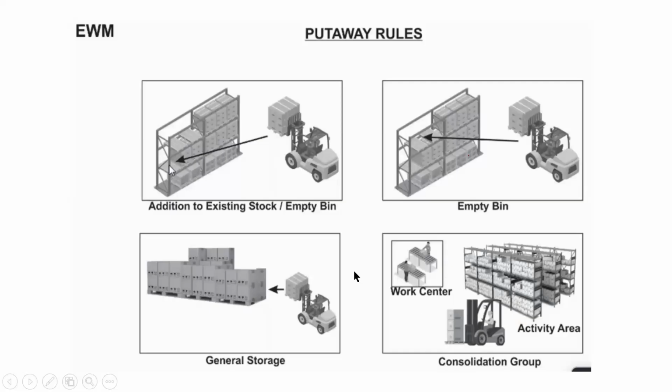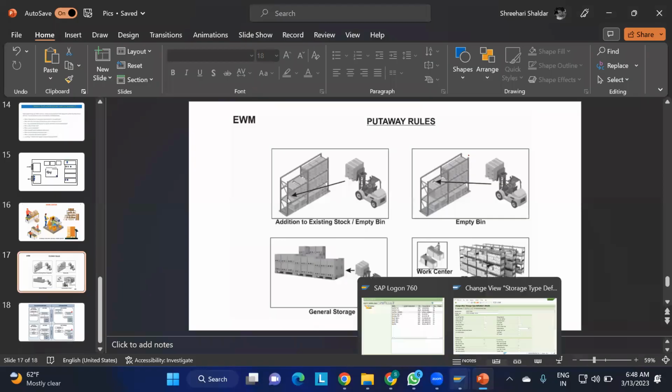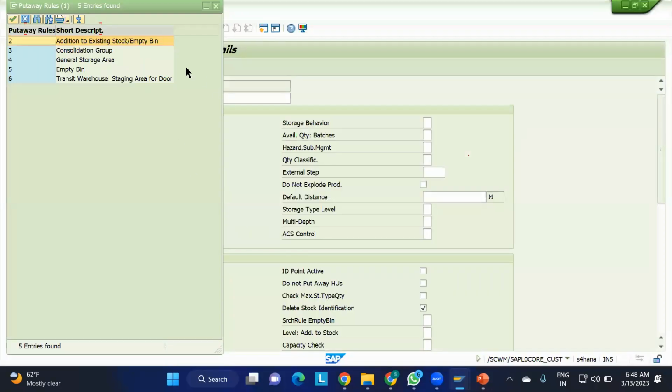Consolidation group. And the next one is there, which most of the time we are not going to consider. This is like transit warehouses or staging area door.